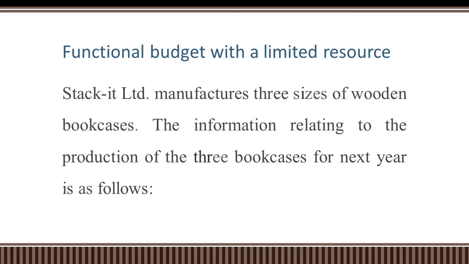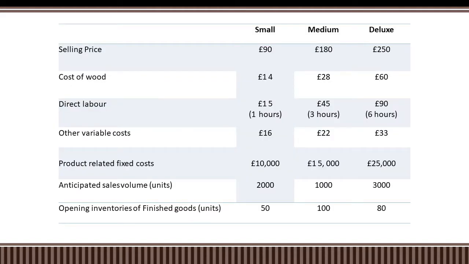The question says that Stack It Limited manufactures 3 sizes of wooden bookcases. The information relating to the production of the 3 bookcases for the next year is as follows. The table in front of us gives us the price and cost data for the 3 products. The 3 products are called small, medium, and deluxe. We have a selling price. Small is the cheapest and deluxe is the most expensive one.